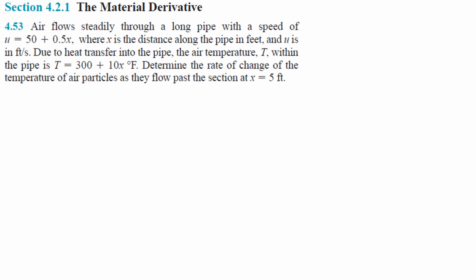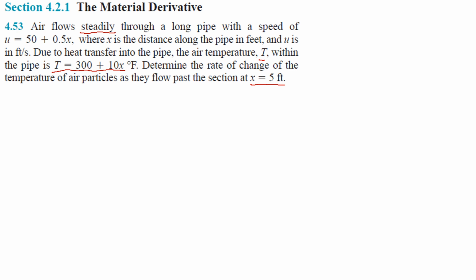Here we can underline some terms from the start, which is this term. Let's come back to it later. Due to heat transfer into the pipe, the air temperature T within the pipe is this. Determine the rate of change of temperature of air particles as they flow past at x equal to 5 feet. So what will be the change in temperature of air particles as they move in the x direction, and in the x direction they move 5 feet.